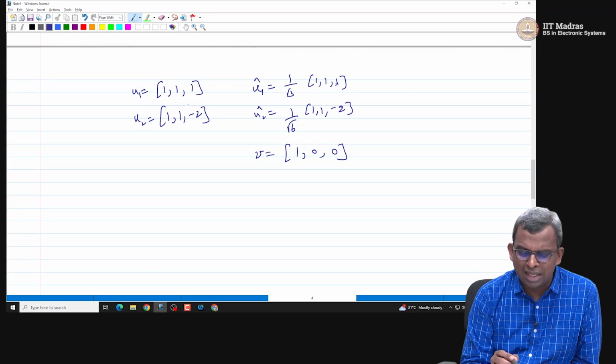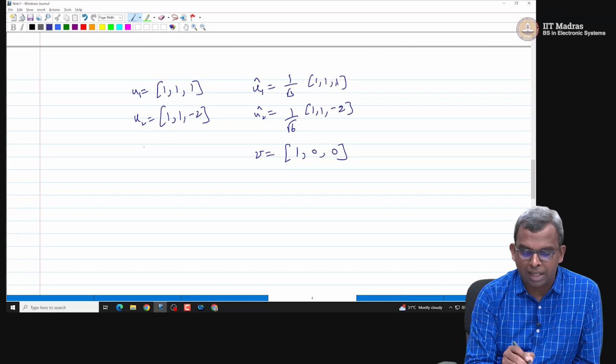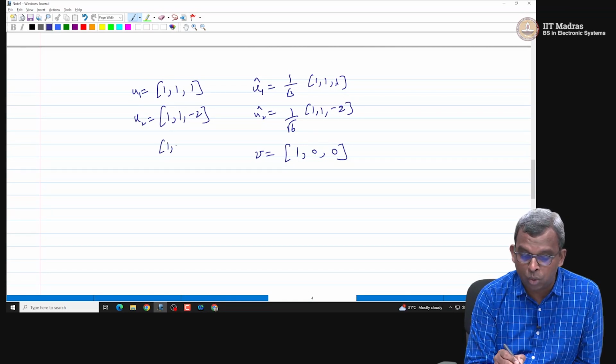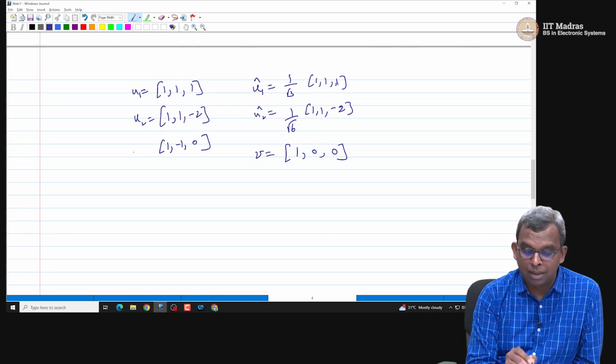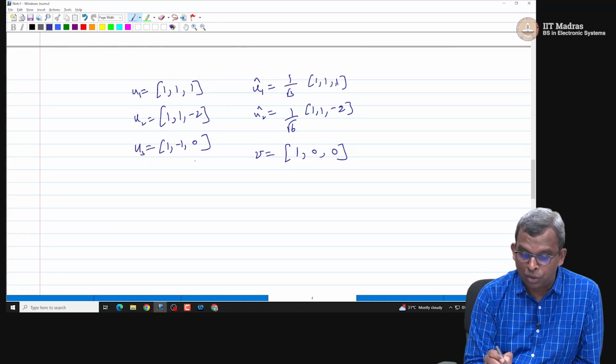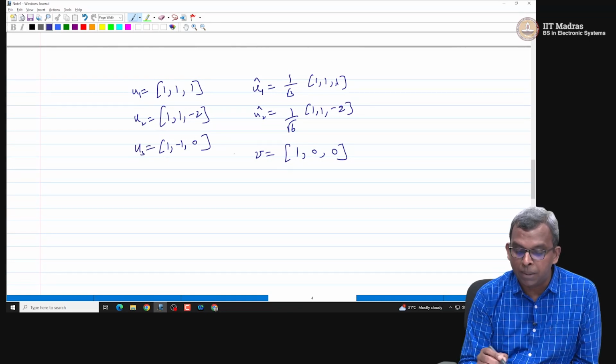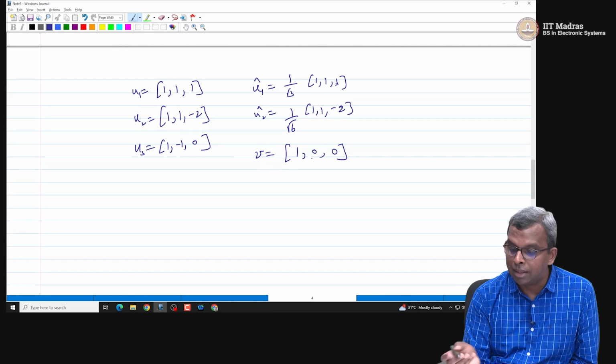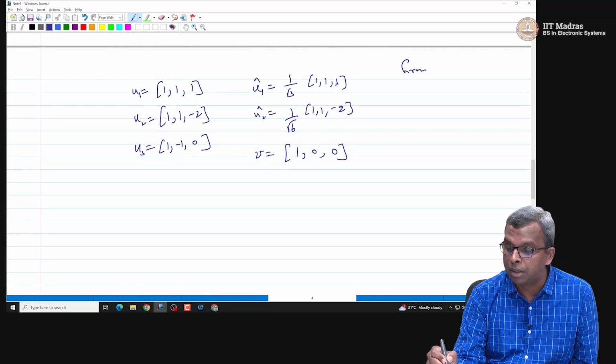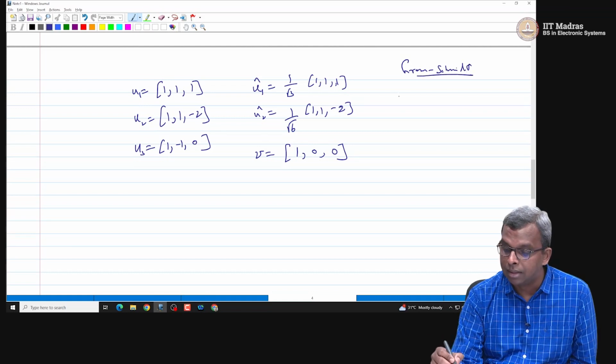Or you can also intelligently guess the third orthonormal direction. Like for instance, it looks like 1 minus 1 0 is the third orthonormal direction, right? So this is what you should get. But if you want to get it formally, you can find this and then do the Gram-Schmidt. If you do a Gram-Schmidt, you will get the answer.